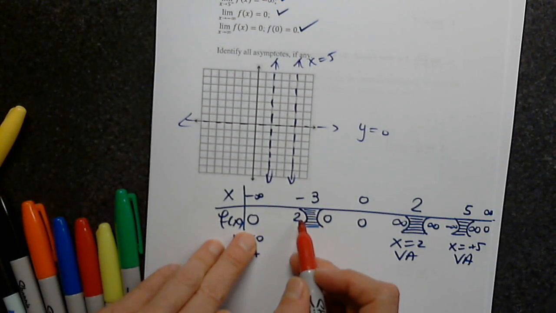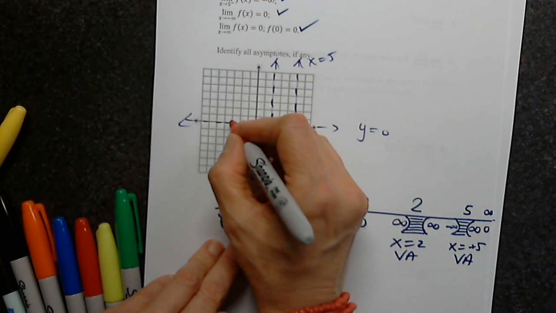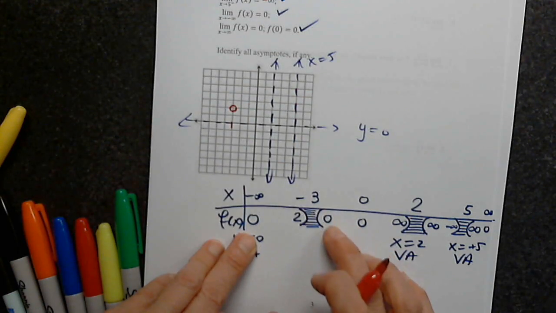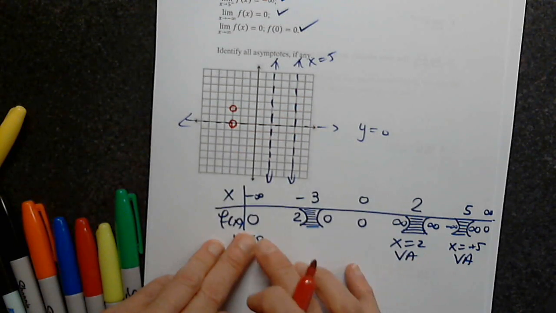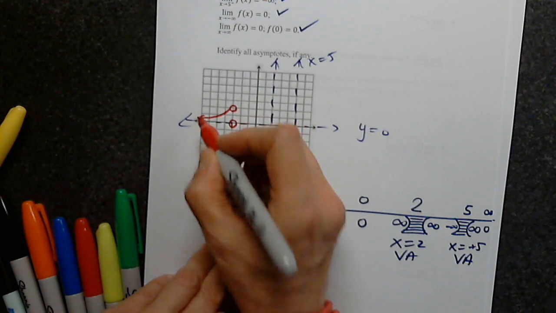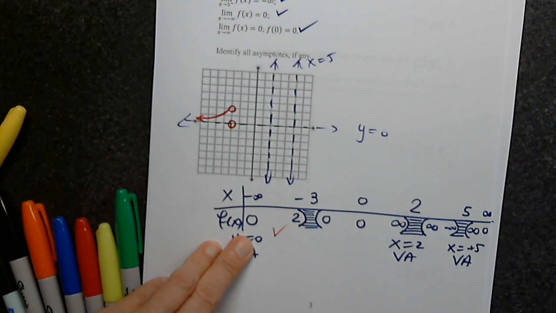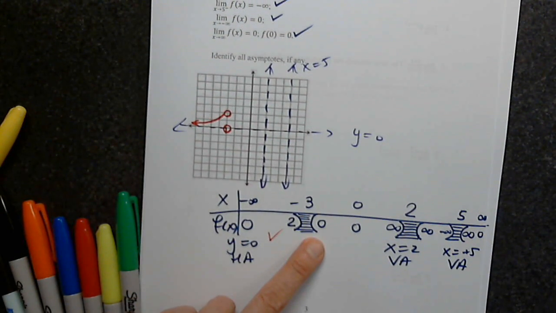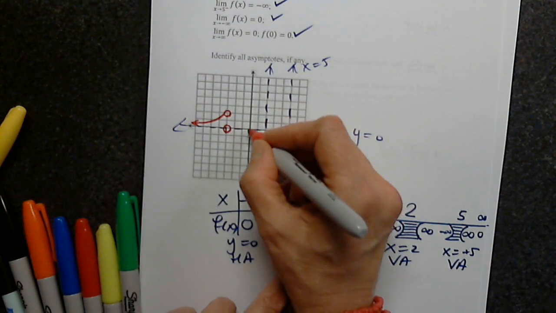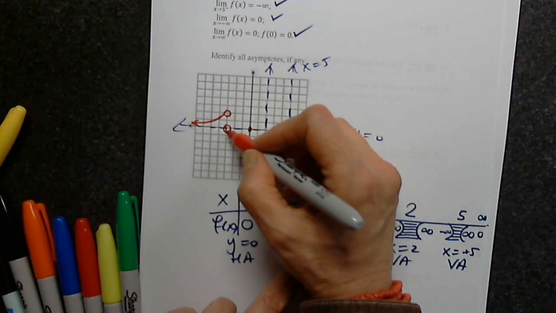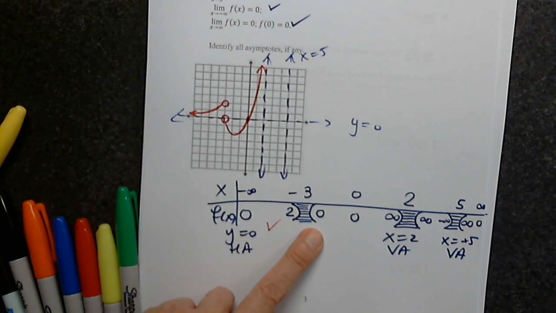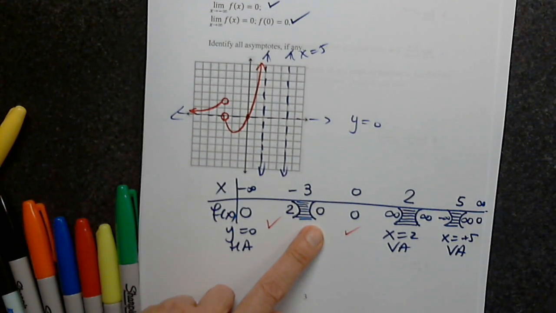So from 0 to 2, fine. At -3, I have an open point at (-3, 2) and an open point at (-3, 0). So from the horizontal asymptote up to 2, this piece is done. Then from (-3, 0) it goes through (0, 0) and goes to infinity. I can do whatever I want. I chose to do this, and I'm done with the middle.